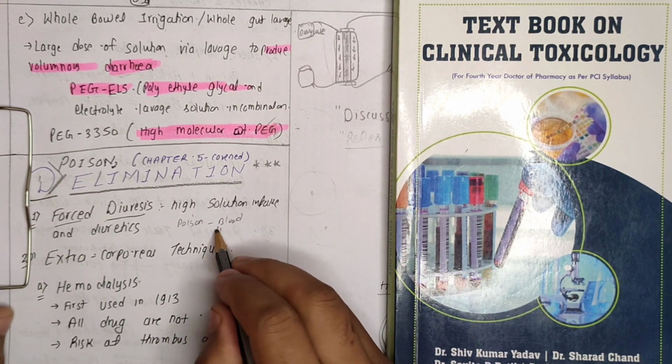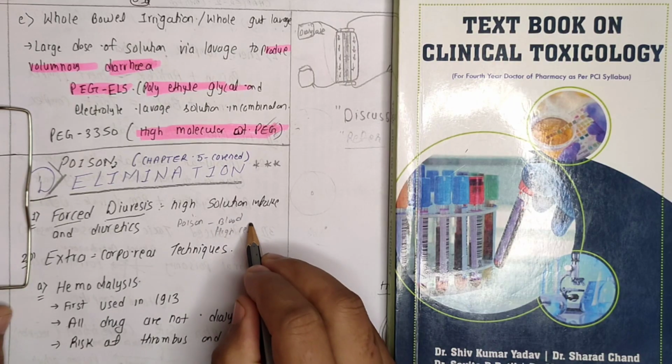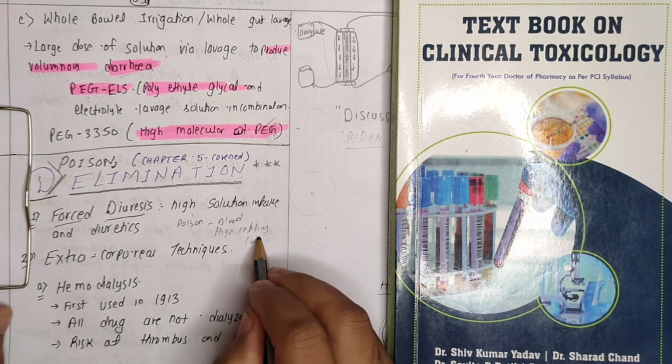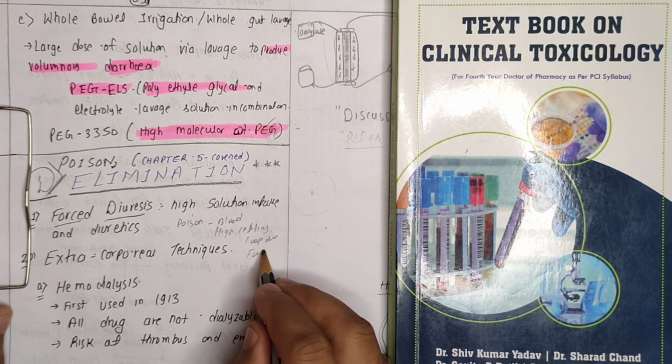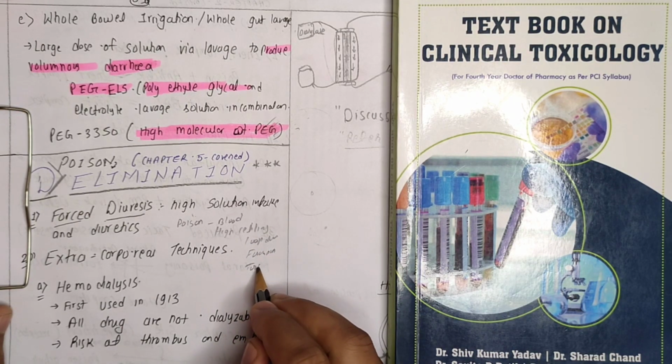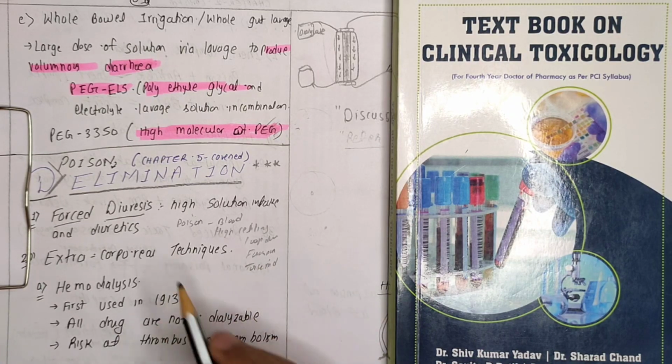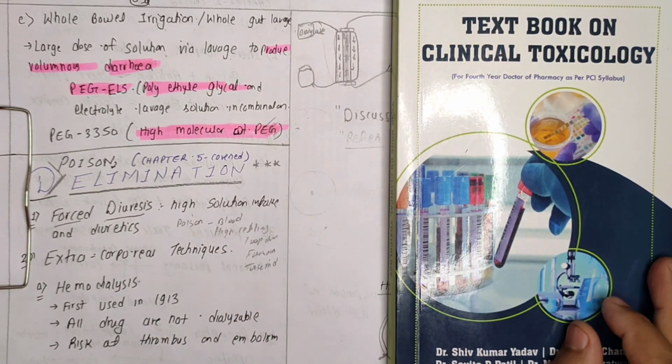Here high ceiling loop diuretics will be used. Some examples are furosemide and torsemide. These drugs are widely used to induce forced diuresis.